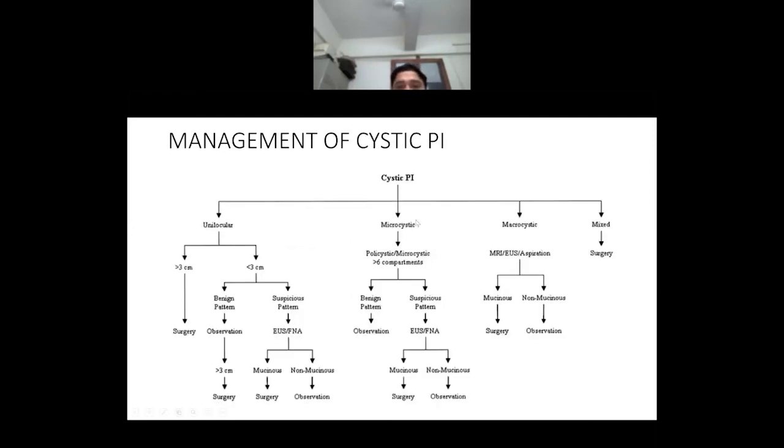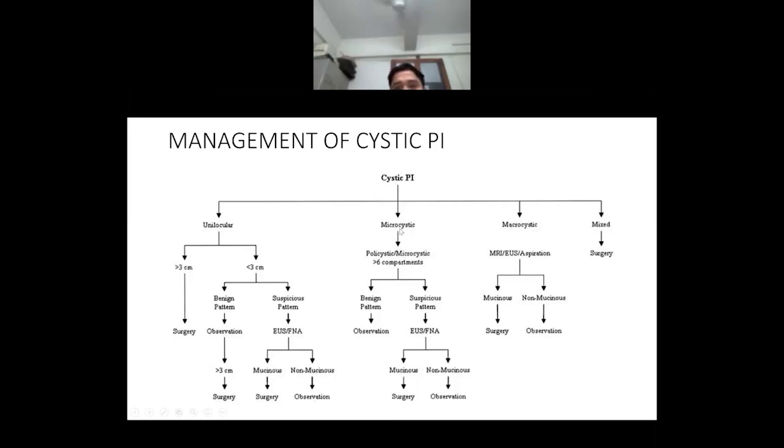Coming to management of cystic pancreatic incidentalomas, as I said, they are classified into unilocular, microcystic, macrocystic, and mixed. Unilocular, if the cyst size is more than 3 centimeters, we have to go for surgery. If cyst size is less than 3 centimeters and showing a benign pattern, we have to observe. During observation, if the size is increasing and more than 3 centimeters, we have to go for surgery. And if it has a suspicious pattern on imaging, we have to go for endoscopic ultrasound and FNAC. If it is found to be mucinous, we have to go for surgery. If it is found to be non-mucinous, we have to observe.